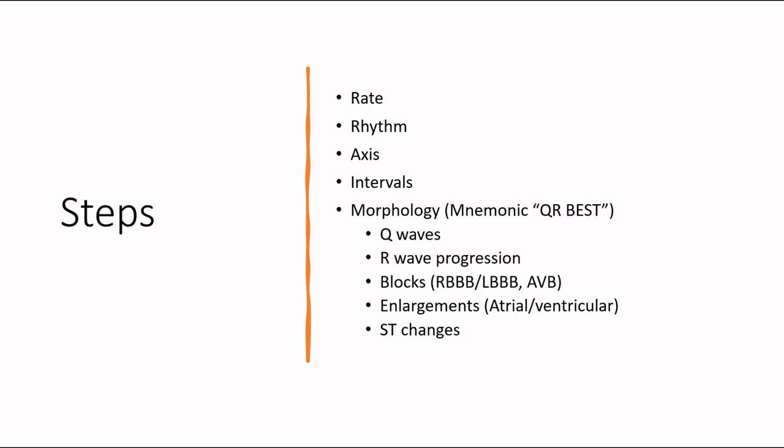So this stands for Q waves, to take a look at any Q waves on the EKG. Look for R wave progression and look for blocks such as right bundle, left bundle, or any AV nodal blocks. Look at enlargements, if there's atrial enlargement or ventricular enlargement or LVH. And finally, ST changes like T wave inversions or ST elevations or ST depressions.